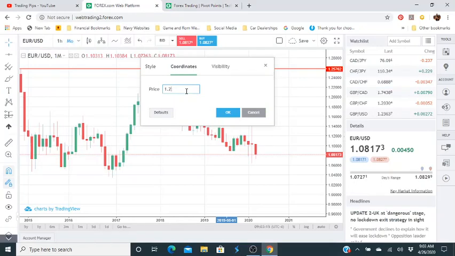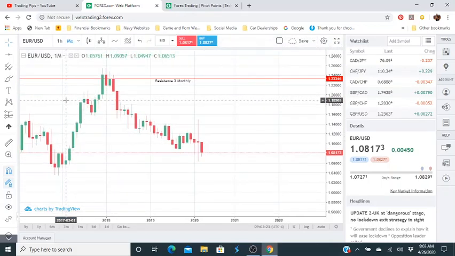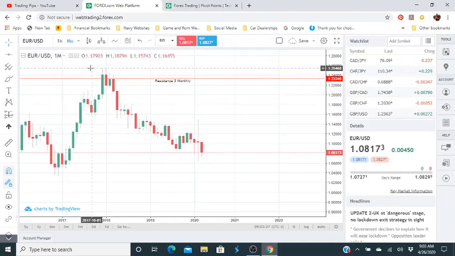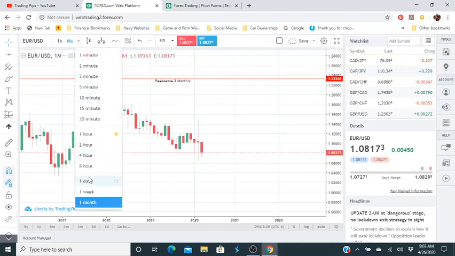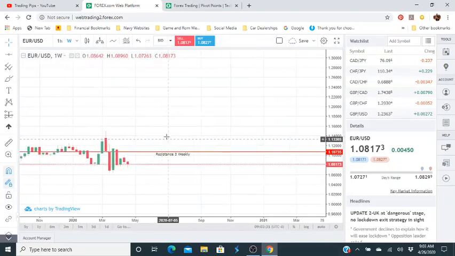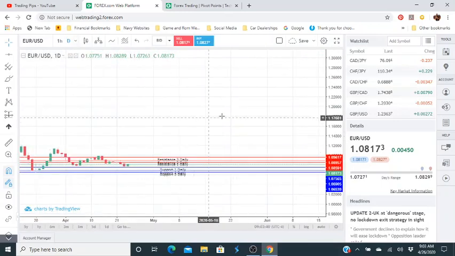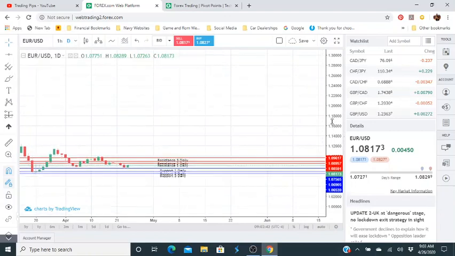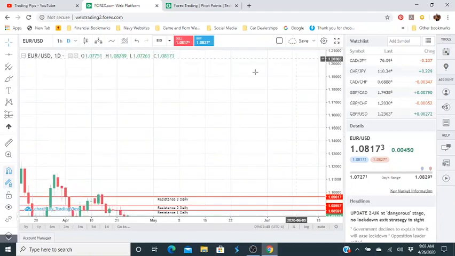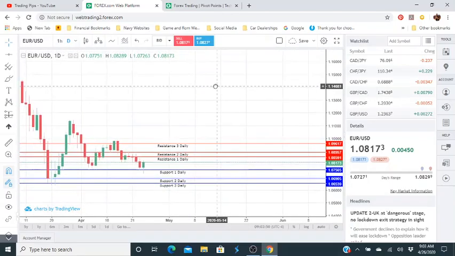We're going to change that to 123.346. We're going to click OK. So our monthly resistance line, 123.346, is set up right there. If we go to our weekly chart, we don't see our monthly, we only see our weekly line. If we go to our daily, and we move it around, you only see your daily, not your weekly or your monthly.